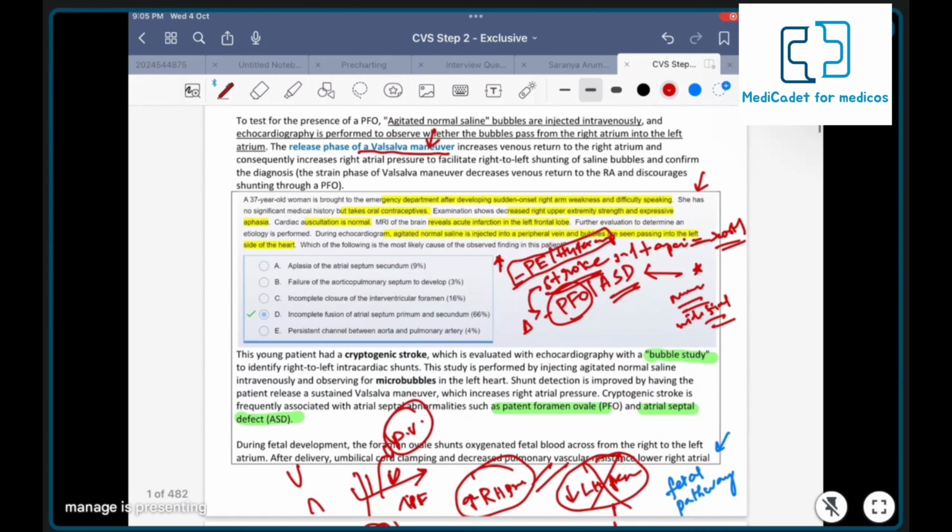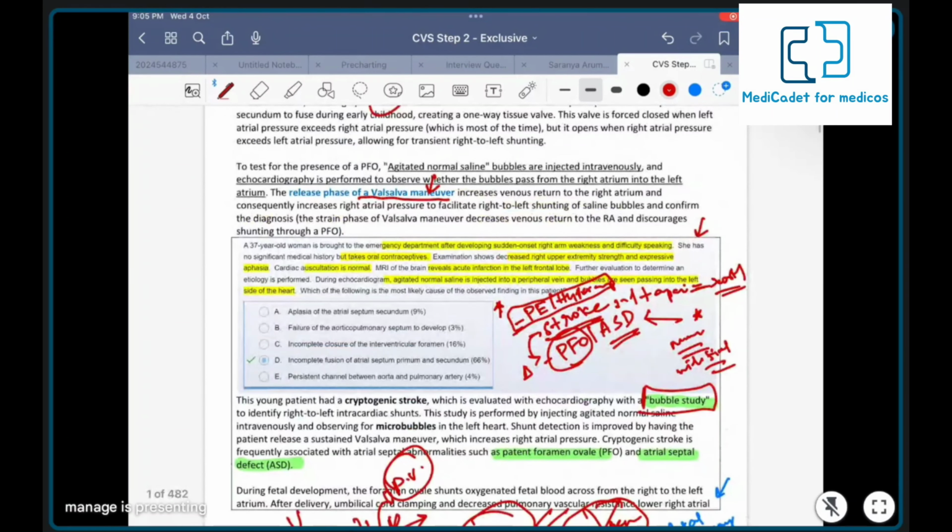We are going to diagnose it with a test called a bubble study. You just introduce bubbles into your body intravenously. You give saline which is very agitated, not in normal laminar flow. With this agitated saline, you do an echo and see if there are bubbles moving from the right heart to the left heart. If you find a bubble moving from the right heart to the left heart, that means there is a PFO. That's how you diagnose it.